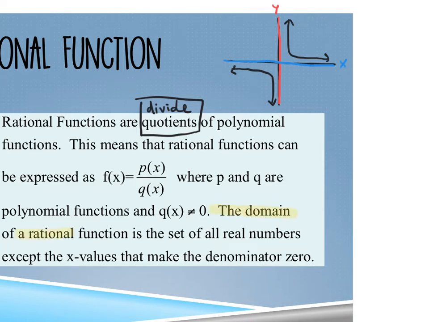The domain of a rational function is the set of all real numbers except the x value that makes the denominator 0. So we're dealing with fractions now. We have a polynomial over another polynomial. The only restriction in our domain is going to be when our denominator is equal to 0.